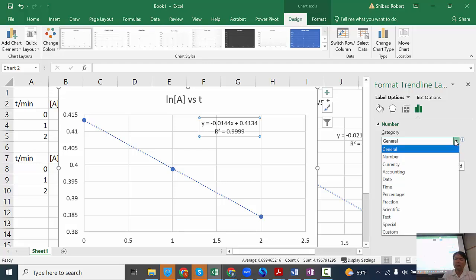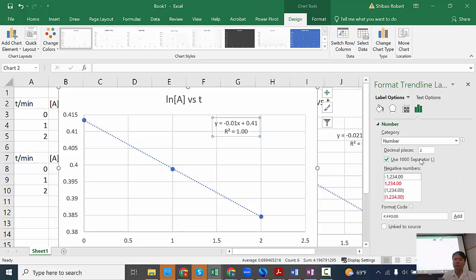So instead of general, I'm going to go number here, and then I'm going to use more decimal places. Of course, if I just use 2 decimal places, it's perfectly linear, but that's round off error. I don't want round off error. So I'm going to go overboard here. I'm going to go like 7 decimal places, so as to see how many 9s I have. And if I go 7 decimal, I have 4 9s and a 1.